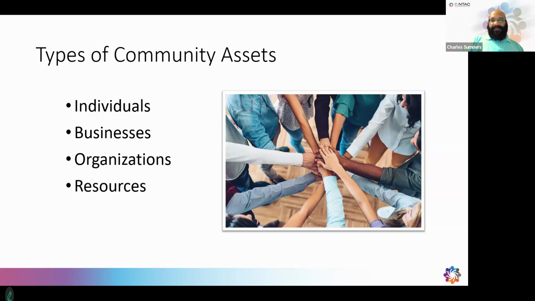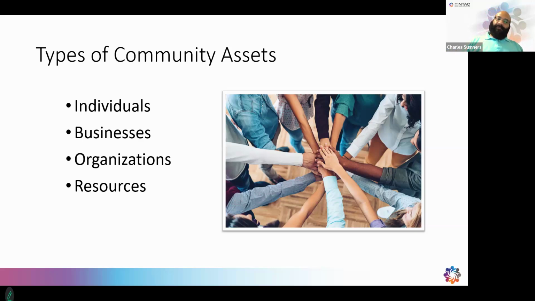The list of community assets that your program can draw from is very wide. But some examples of types of community assets are individuals, certain people in your community who have skills or areas of expertise that they can contribute to your program planning, or who can help mobilize or attain resources to meet program goals.